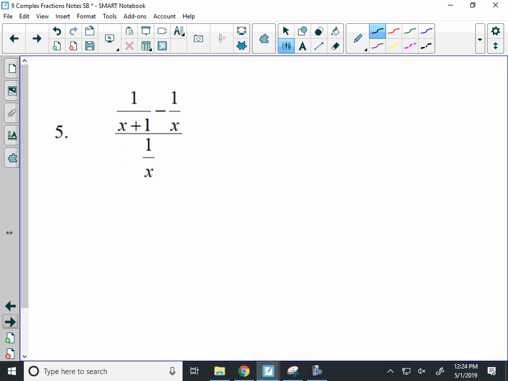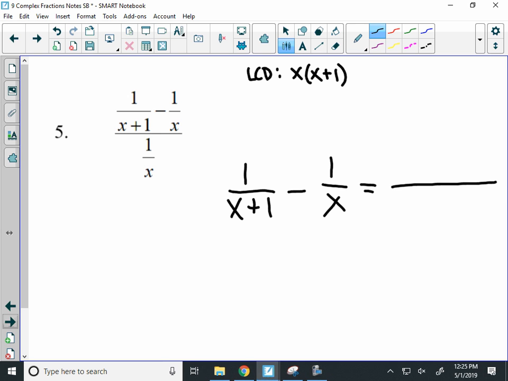It'll get a little better. What should our LCD be here? What do you think? We have an x and an x plus 1. So it should be, well, not x plus 1, it should be x times x plus 1. Okay, you guys are overthinking this, I think. Don't write this down, just if you had those two fractions and you were subtracting them, what would be the common denominator?